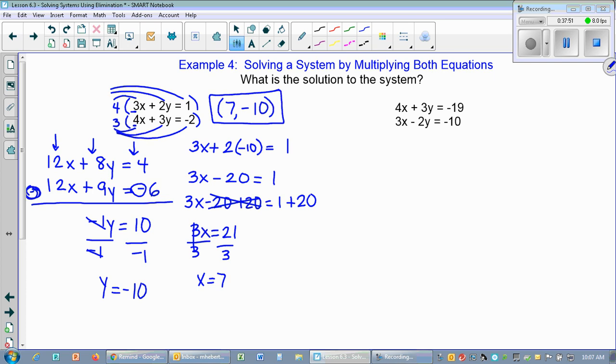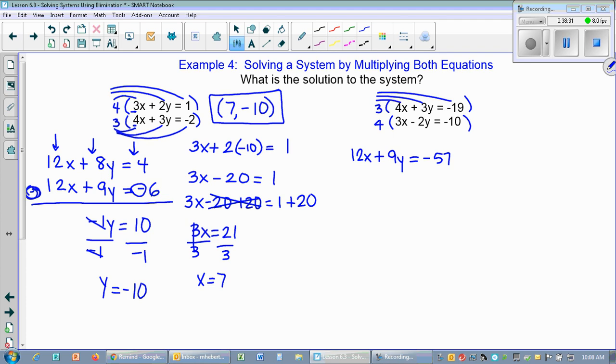So example 4, second set of systems of equations. We'll do the same thing. We'll take our second x value, which is 3, and multiply that by the first equation. And we'll take our second equation and multiply it by the coefficient of the first equation, which is 4. So we're going to multiply everyone on the top by 3. So 3 times 4x makes 12x. 3 times 3y makes 9y. And 3 times negative 19 equals negative 57.